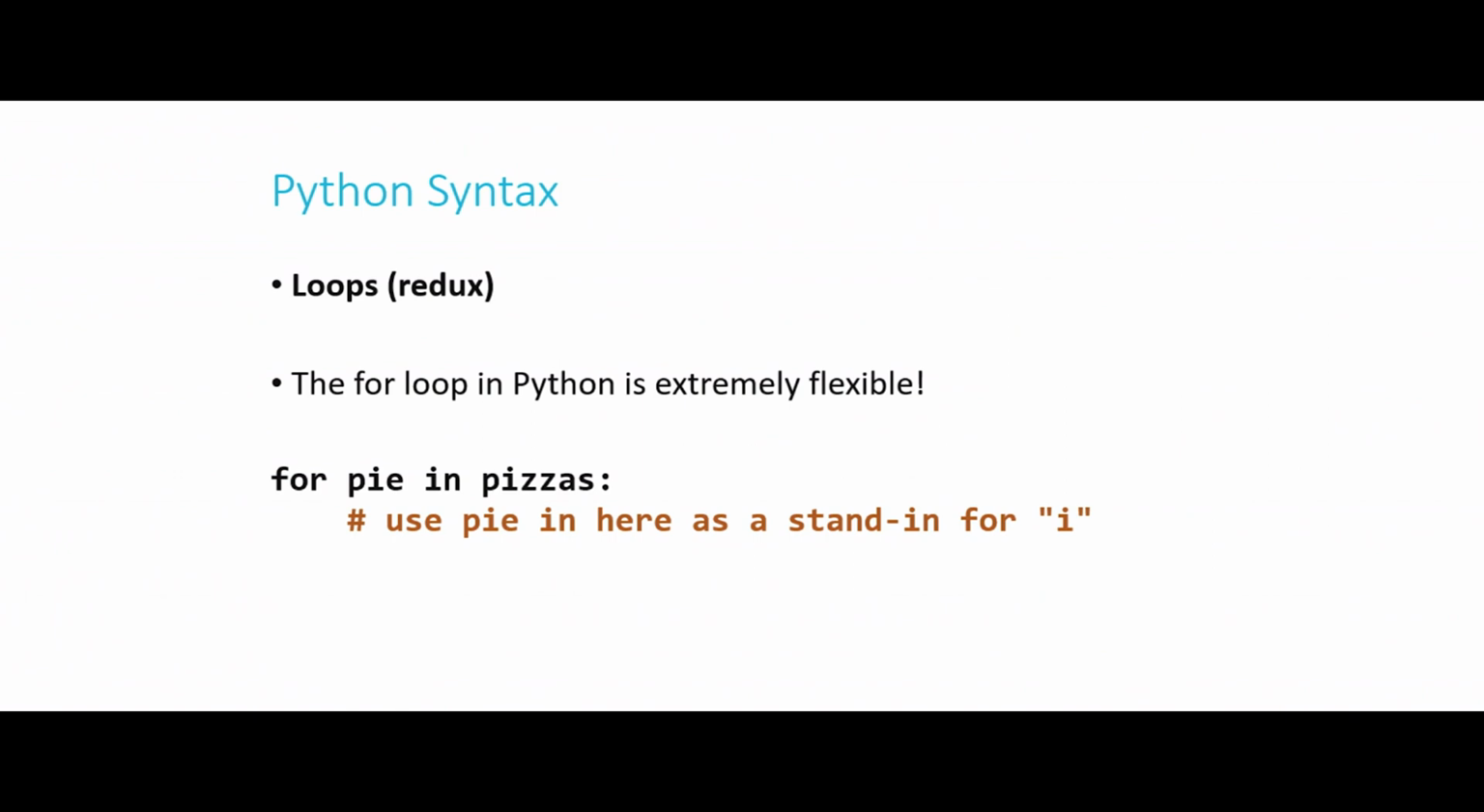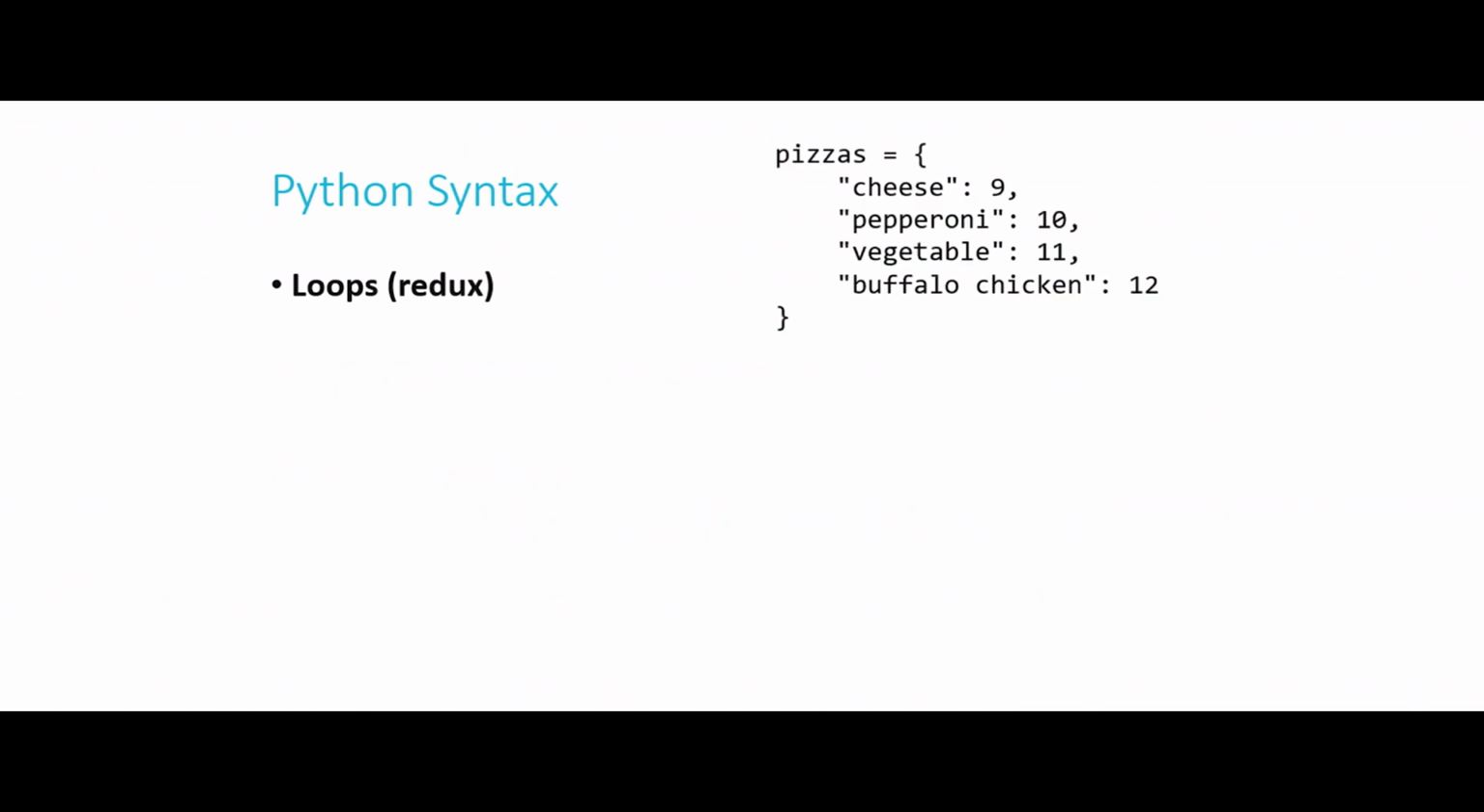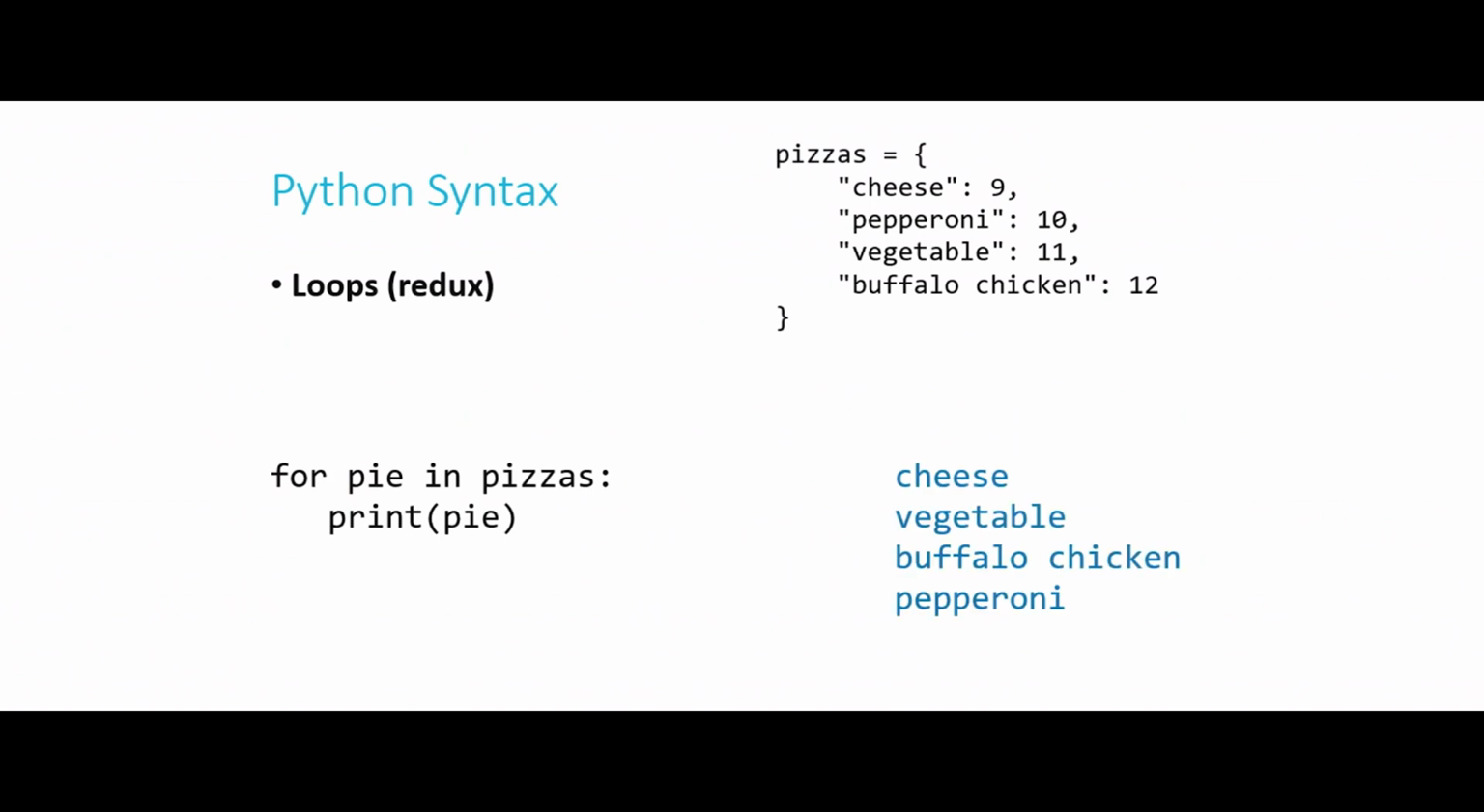So what it's going to do there is pi basically becomes every single key. So cheese, bacon, vegetable, pepperoni, whatever else I had in there. That's how we iterate over all of those keys in Python without having the integers that we did previously. So for example, here's the original pizzas dictionary that we had just a moment ago. If I say for pi in pizzas, print pi, because pi is substituting for the keys, this is going to print out a list of all of the keys in my dictionary. So these are maybe the kinds of pizzas that I have available.